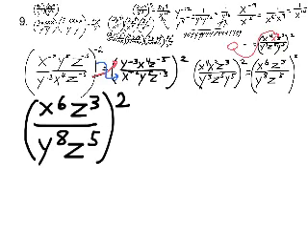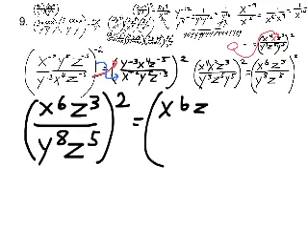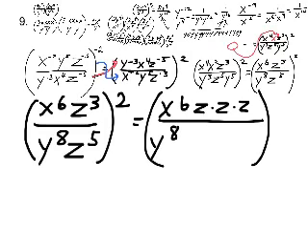Now I recopied it: x to the 6th, z to the 3rd, over y to the 8th, z to the 5th, and then all that goes to the 2nd power. Let's take care of those z's. I've got 3 z's on top and I've got 5 on the bottom. Let me just show you something. X to the 6th. I'll make my 3 z's: z times z times z. And then y to the 8th, and then times z, z, z, z, z.